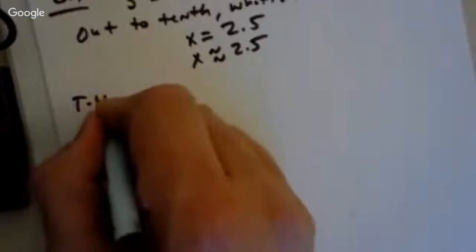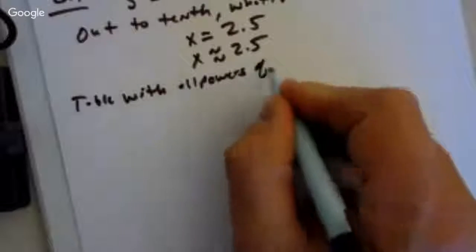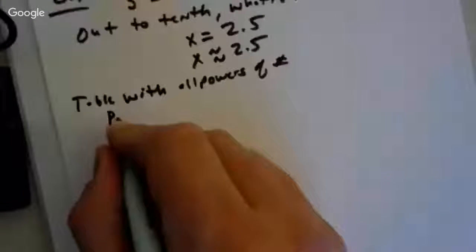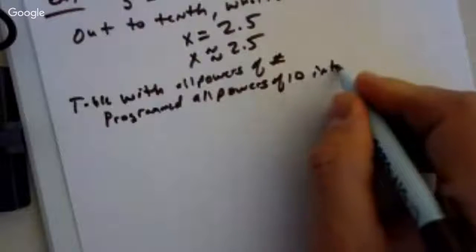So what did mathematicians invent? They invented a table. It is important to understand the progression they went through so you understand how logs came along. They invented a table with all the powers of a number. Guess what number they used? What is our number system based on? It's base 10, right? So they programmed all powers of 10 into a table.